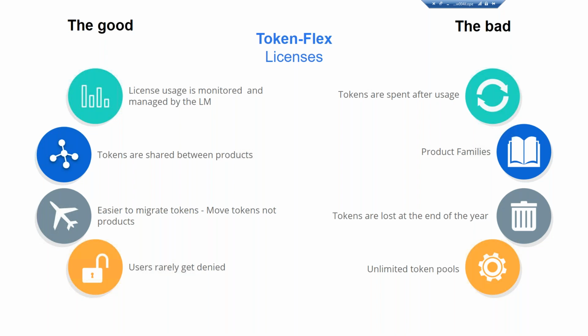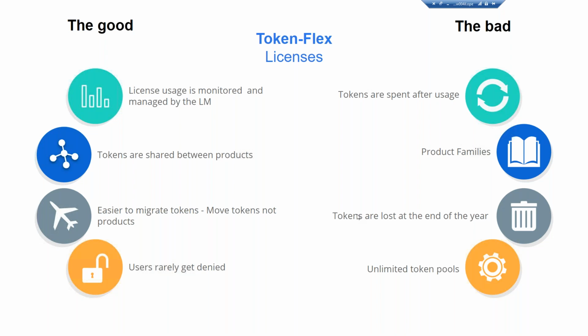Well, first of all, users will rarely get denied because you'll get an insane amount of licenses or tokens, let's say 3 million tokens, and you'll have them for the whole year. It's unlimited. They don't get denied actually, but they are lost at the end of the year. They are yearly. You do get it with product families, which is kind of confusing and a bit harder to monitor, but easier to maintain.